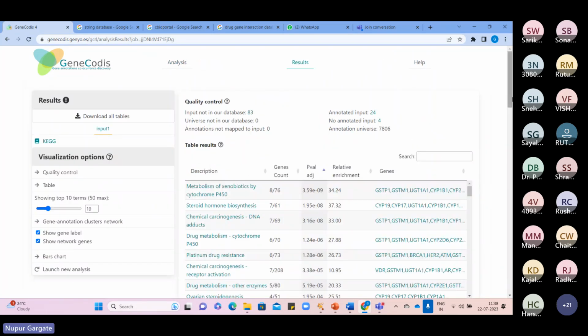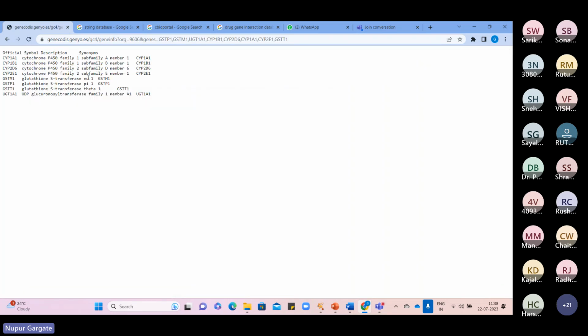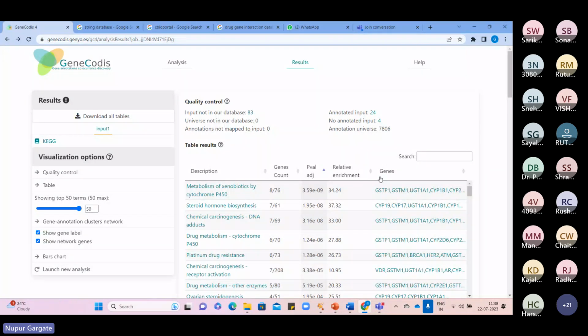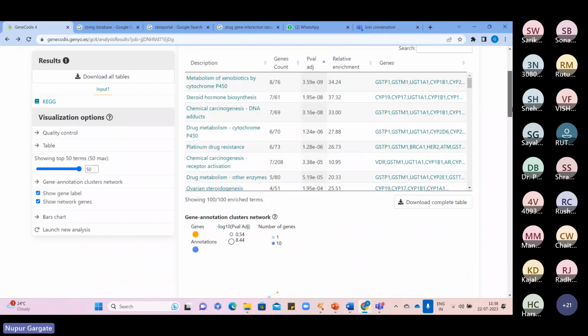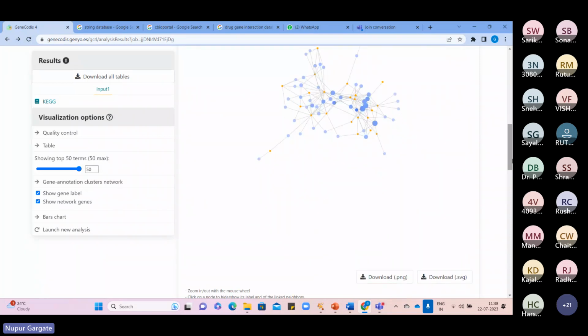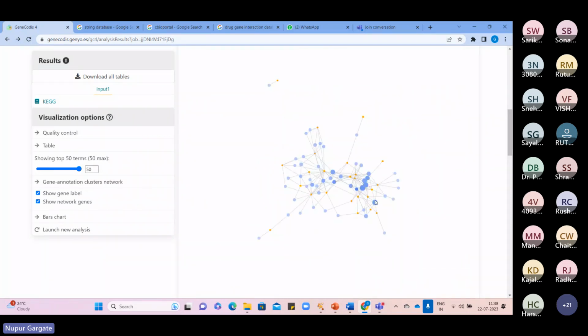And again, this is what it looks like. For example, in the metabolism of xenobiotics by cytochrome P450, these are all the genes which play a role. And again, for all of these descriptions, these are the genes present. This is what the network looks like when analyzed using KEGG. Again, blue dots indicate the process, and orange dots show what genes are involved with that particular process.